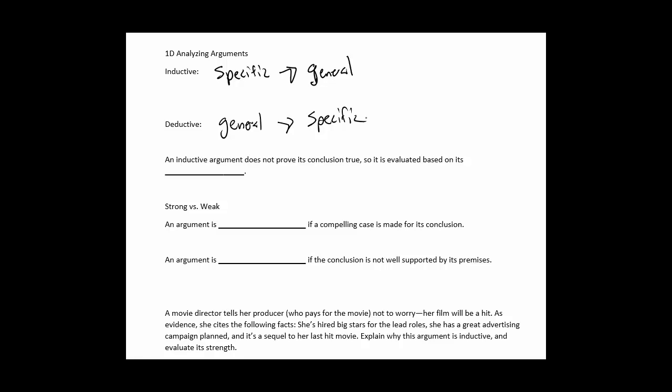Okay. An inductive argument is not something that we can say proves something is true. Going back to the bird argument, even though all the birds I see fly, there are in fact birds that don't fly. So I can't make that general statement that all birds fly. So when we talk about an argument, we're going to define how good it is based on its strength.